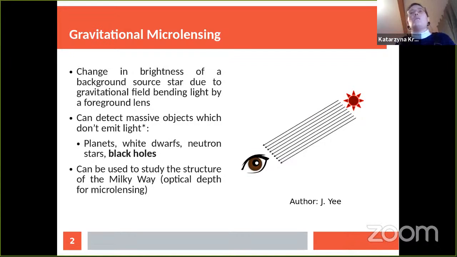Since the lens doesn't have to emit any light, this method can be used to detect dark objects such as planets or dark remnants of stellar evolution such as white dwarfs, neutron stars, or black holes. If you have a lot of events, you can also use microlensing to analyze the structure of the Milky Way by measuring optical depth, and this has been done, for example, by Przemek Mroz for the OGLE survey.